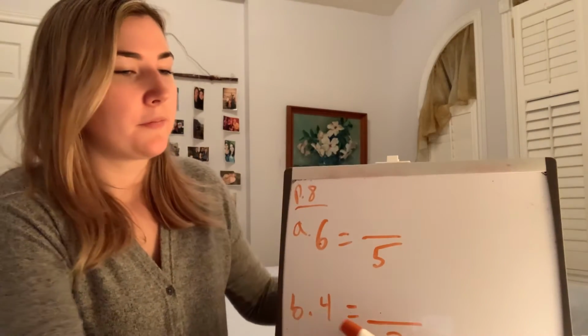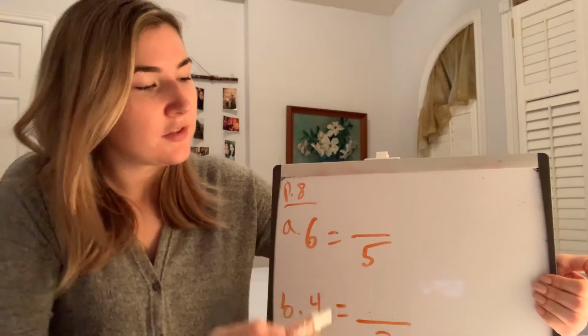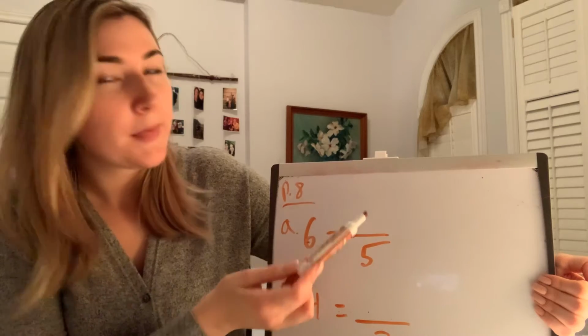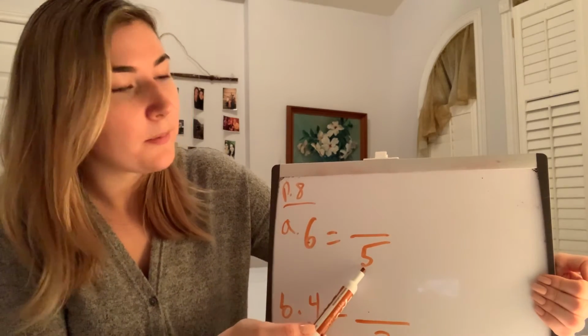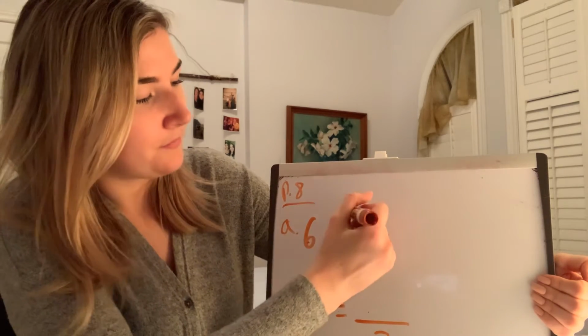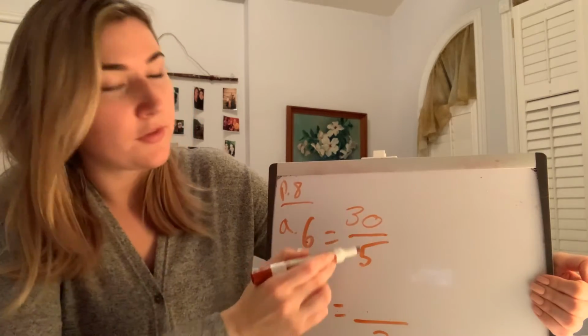Get it all set up. So for part 8, we're completing the equation. So we'll do A and B together. So right now we're missing our top number. So your questions will either be missing your top number or you'll be missing your whole number. So when you're missing your top number, you'll simply multiply the whole number by the bottom number. So we'll have 6 times 5 equals 30. So that's our top number. We have 30 over 5.